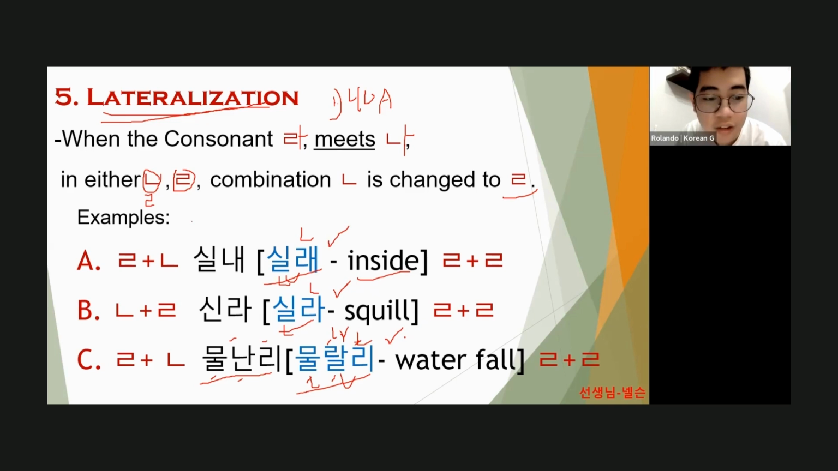Sir, what's the correct pronunciation again for letter B? Letter B, okay, silla.